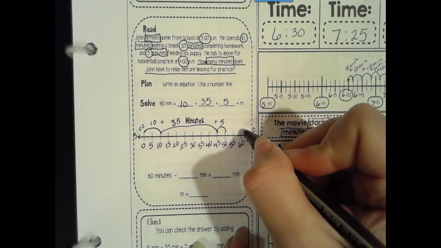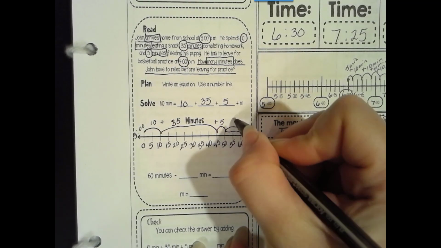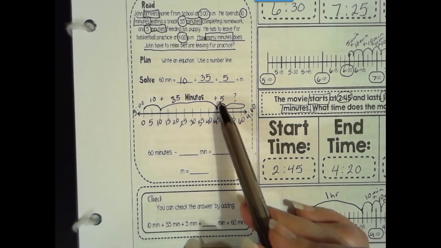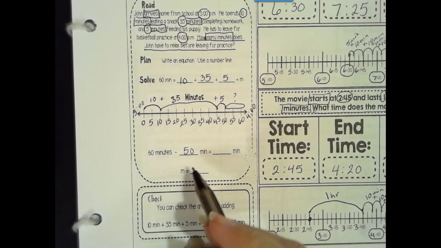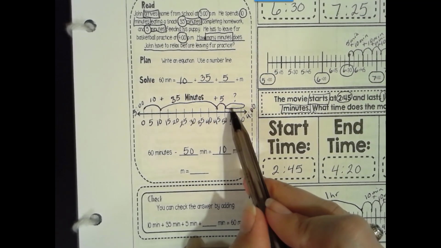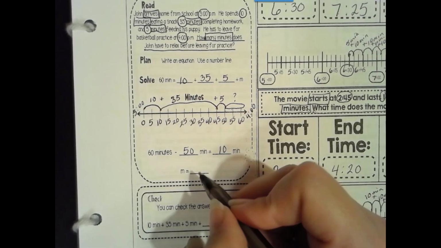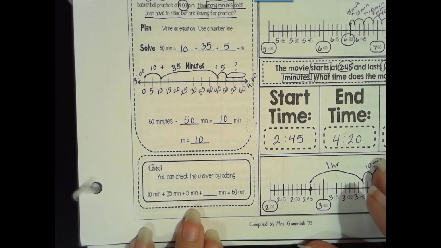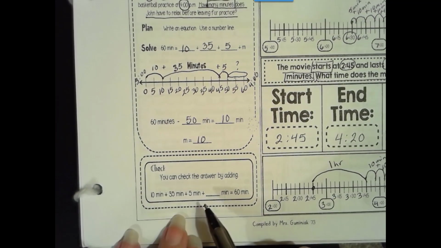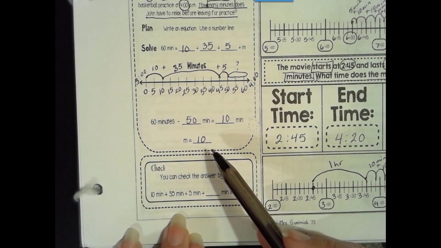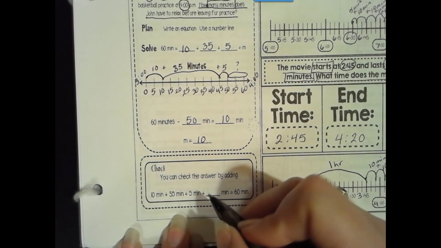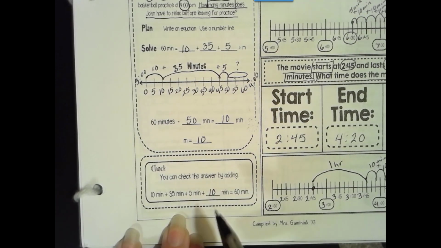And how many minutes does he have left? That's this time here. How many minutes is that? Well, so far he's used up 50 minutes. 60 minutes, take away 50 minutes is 10 minutes. Here we go, 5, 10. He has 10 minutes to relax. And if we go backwards, use our inverse operation, the inverse of subtracting is adding. 10 plus 35 is 45, plus 5 is 50, plus 10 is 60.